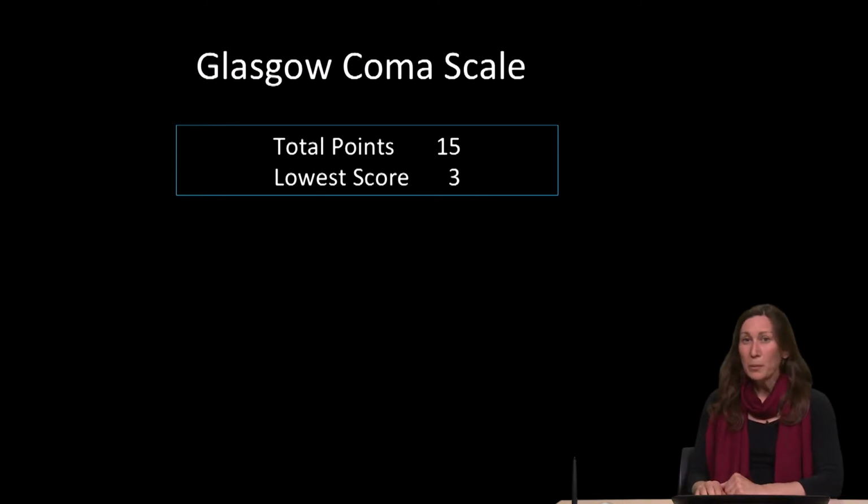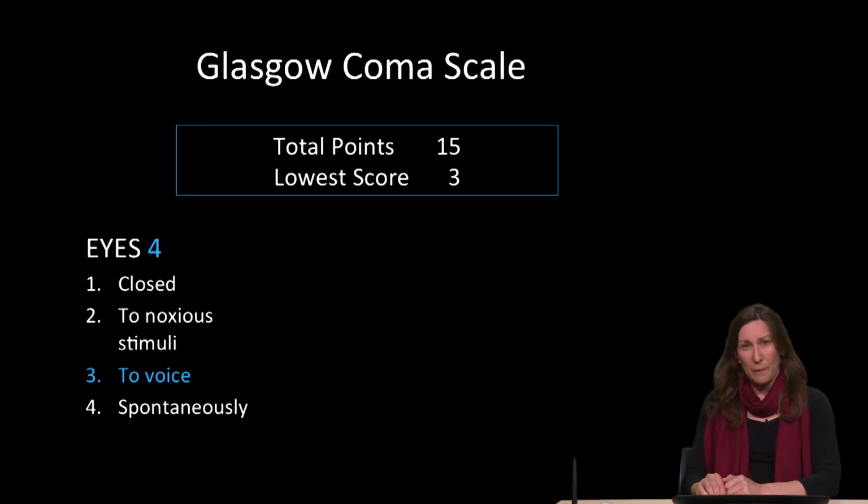So let's talk a little bit more about the Glasgow Coma Scale. We use this in trauma, we use it in altered mental status. It gives us a good way to both assess, reassess, and communicate where this person's mental status is. You have a total of 15 points. The lowest score that you can achieve is 3. So someone who is actually dead would receive a score of 3. So let's break it down a little bit.